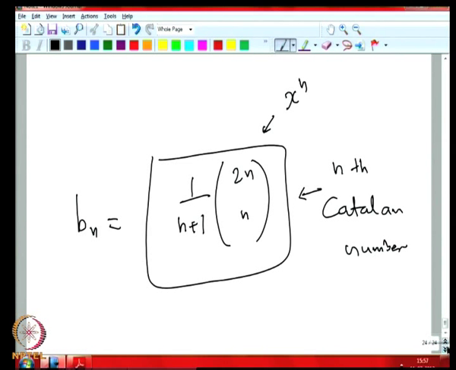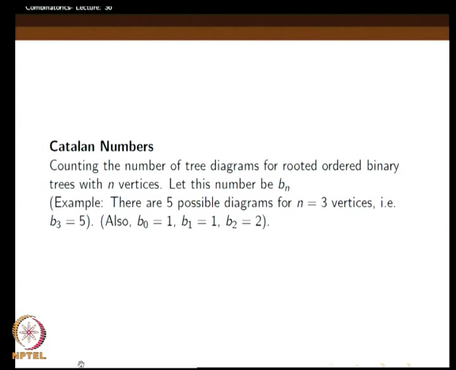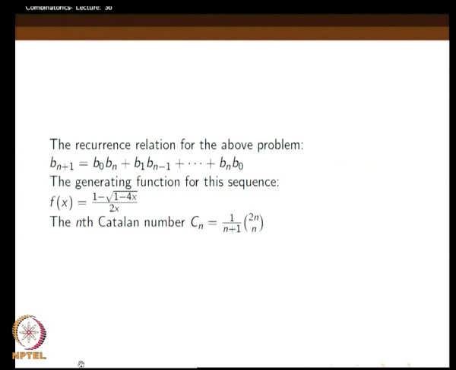Let me note once again. We started with this recurrence relation b n plus 1 is equal to b 0 b n plus b 1 b n minus 1 plus and so on up to b n b 0, and noted that our initial conditions are b 0 is equal to 1, b 1 equal to 1 and so on. B 0 is equal to 1 is enough, because b 1 we can create from that. For n equal to 1 onwards this recurrence relation works.